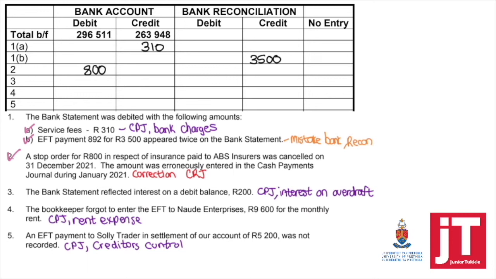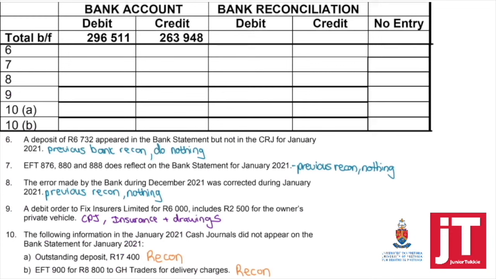Transaction number 3, CPJ, it means the bank account will be credited with 200. Transaction number 4, CPJ, which means the bank account is credited 9,600. And transaction number 5, an EFT in the CPJ, means the bank account will be credited 5,200. Transaction number 6, do nothing, so we just make a tick.